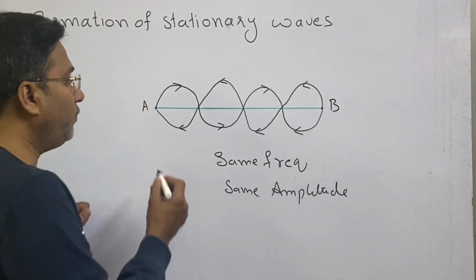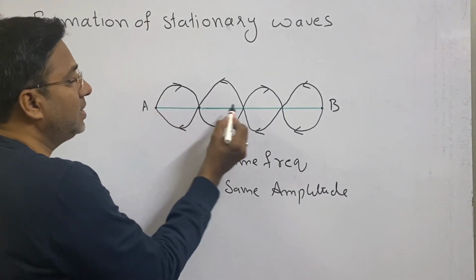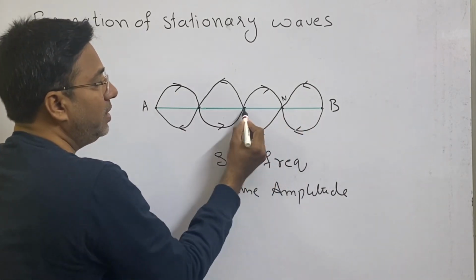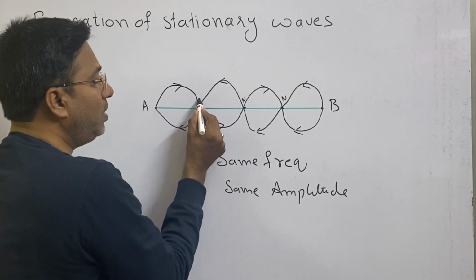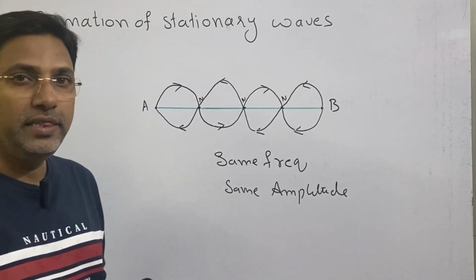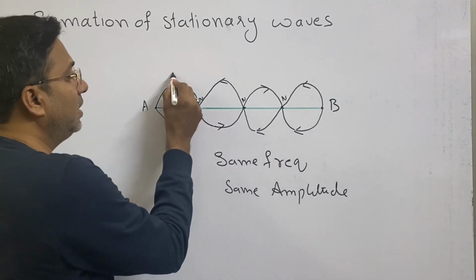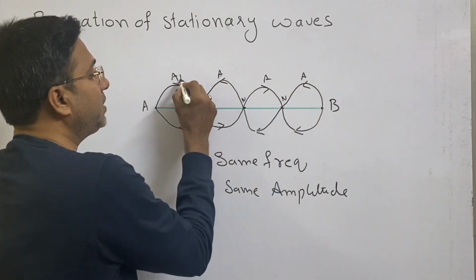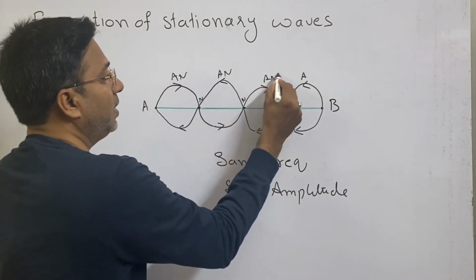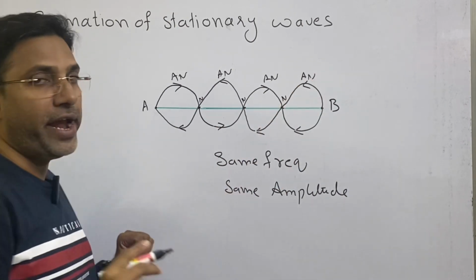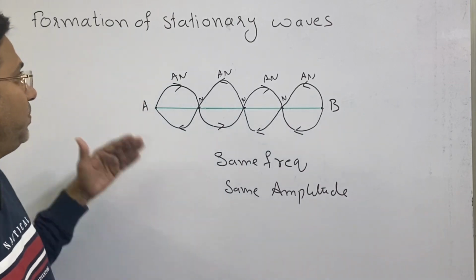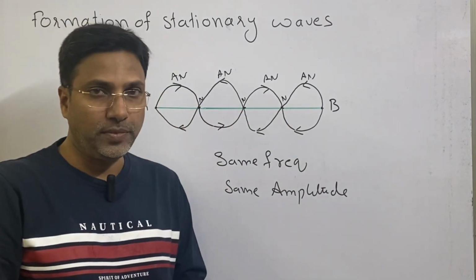In stationary waves, there are certain points. These points are called nodes. Here, the amplitude of the waves will be 0. And there are certain other points, they are called antinodes. We can represent with AN. These points are called antinodes. Here the amplitude will be maximum. So in this way, stationary waves will be formed.